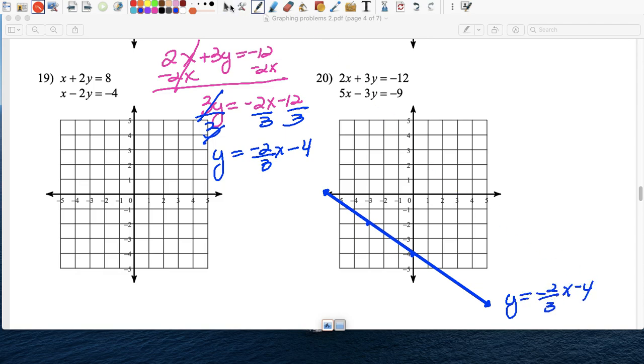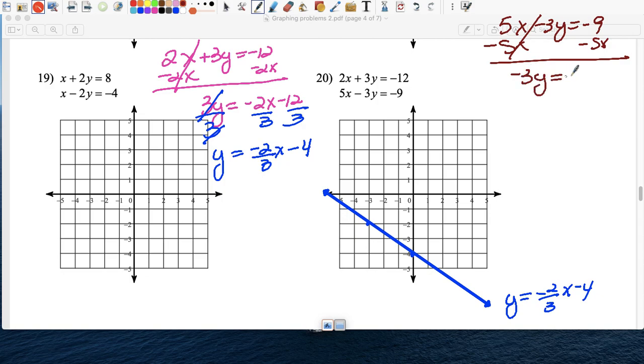Good. The second equation, which is this guy, 5x minus 3y equals negative 9. Subtract 5x from both sides. That goes away. I'm left with negative 3y equals negative 5x minus 9. Divide both sides and everything by negative 3. Negative 3 over negative 3 is just y. Here, negative 5 divided by negative 3 is going to be positive 5/3 x. And negative 9 divided by negative 3 is positive 3.